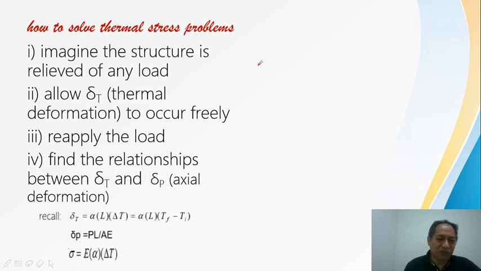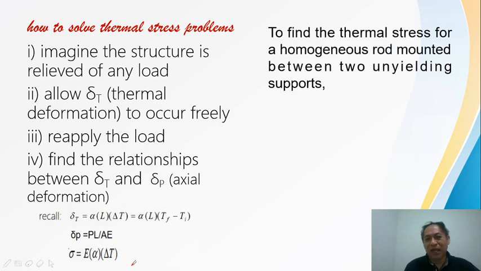So, these are the formulas we discussed: thermal deformation, and we also have axial deformation. And this is the formula for thermal stress. The thermal stress formula may be used directly, but be careful because this formula may be applied only if your supports are unyielding. Just like this one, to find the thermal stress for a homogeneous rod that's mounted between two unyielding supports.